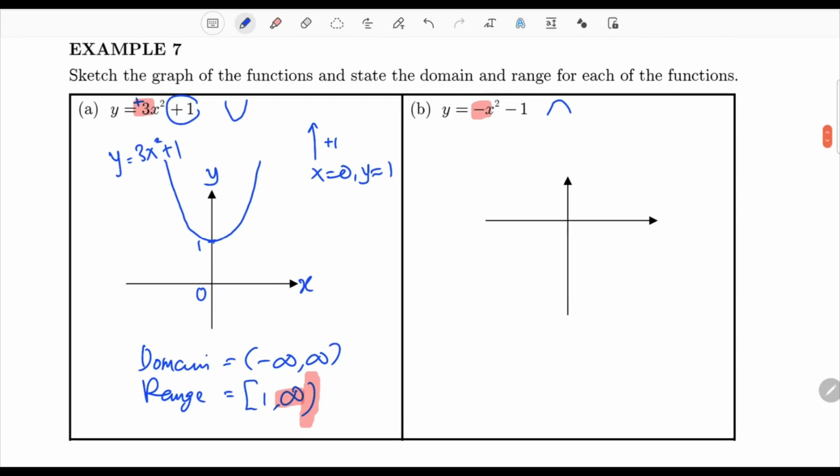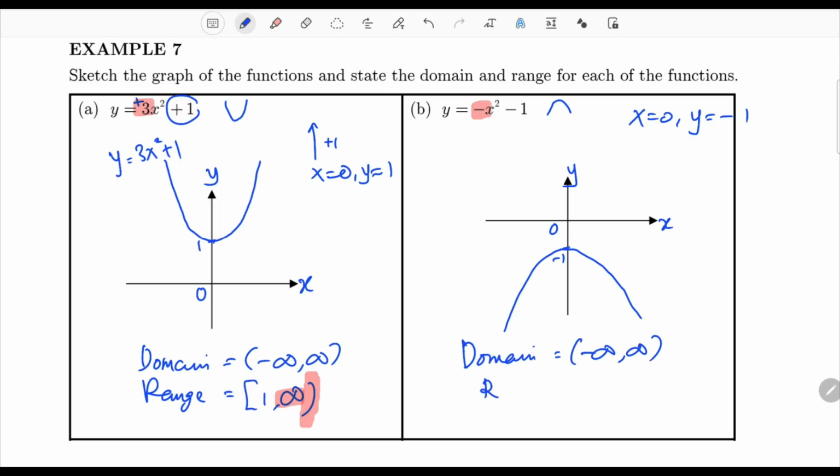Okay, let's look at B. This is a sad curve. When x is 0, you get y equal to negative 1. So this is your negative 1. So pull down the curve. Whoops, let's do it again. So this is your negative 1, with the x-axis, the y-axis, and the origin. The domain will be real numbers, negative infinity to infinity, and the range will be from negative infinity up to the value of negative 1.